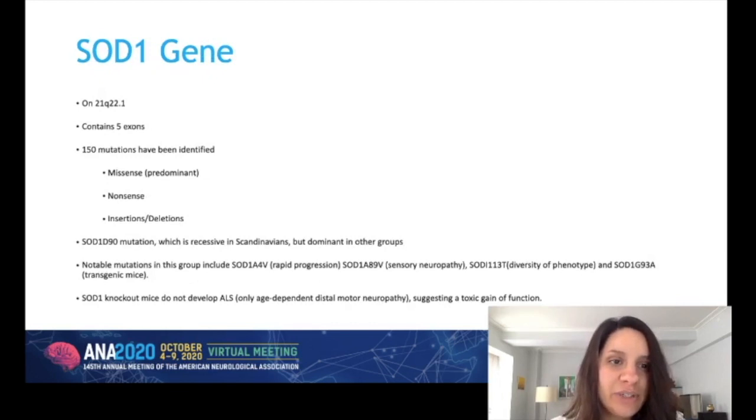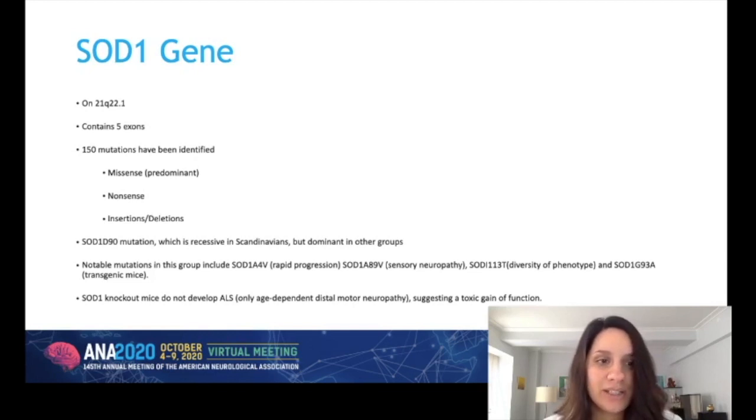So the SOD1 gene is located on the 21st chromosome, and it contains 5 exons. 150 mutations of these exons have been identified. Most of them are missense mutations, but they can also be nonsense mutations or insertions or deletions.